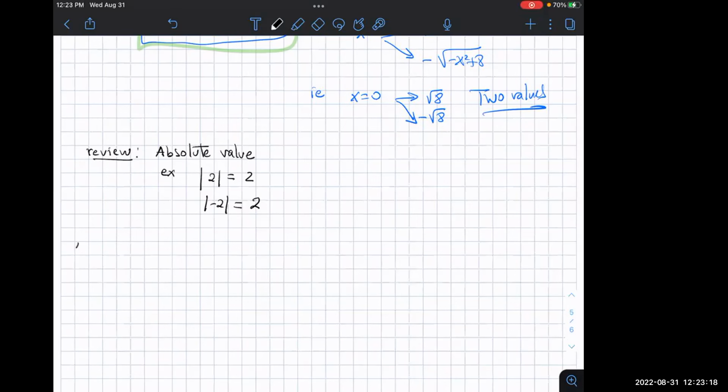Now let's look at 41. Same question: is it a function? Absolute value of y equals 2x plus 3.